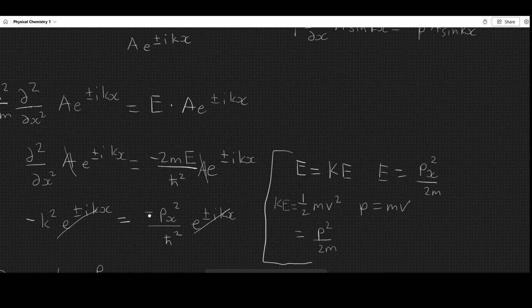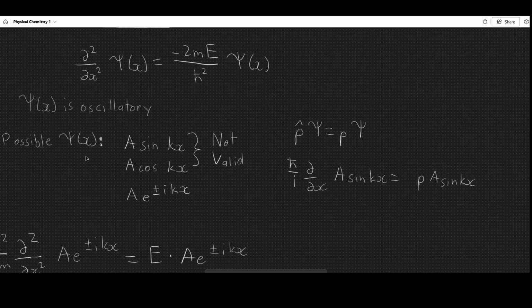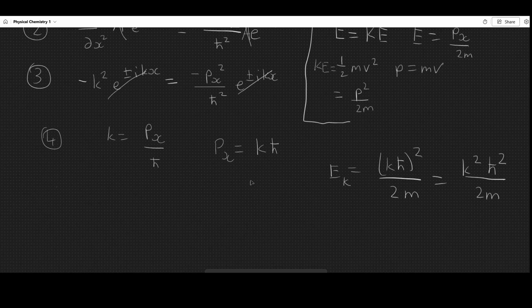And it's important to check if the possible psi functions actually satisfy the other eigenvalue equations. Because if we went with a sine kx or cosine kx, we would have ended up getting a completely different E value. But yeah, that's all I have for free particle in 1D.